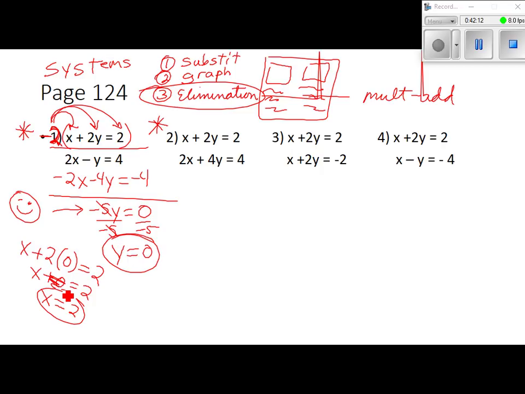Now again, we said we could have graphed this, and what we just found was the point where they intersect. So when you get your answer, the best way to write it might be as a point. What would those two answers be as a point? 2, 0. That's telling me where, on the graph, those two lines intersect.